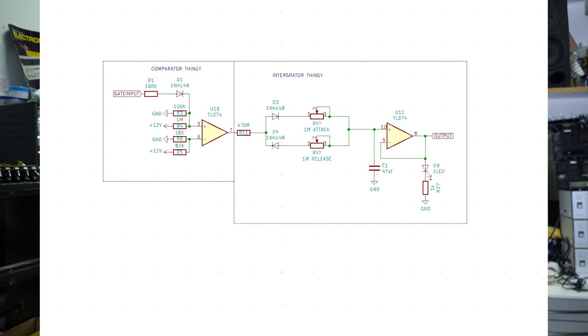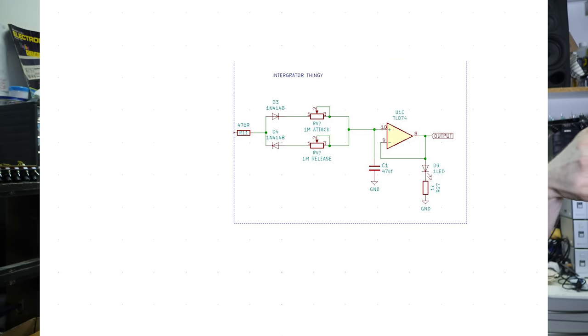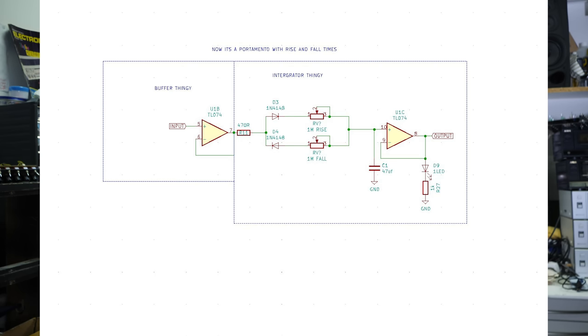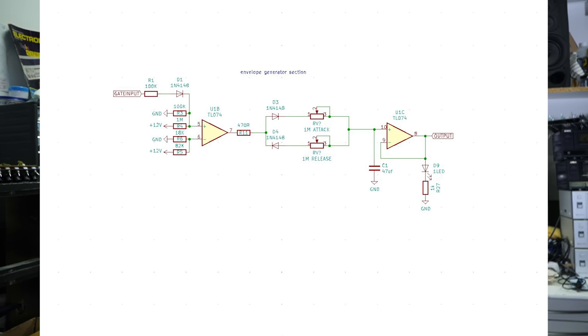Funnily enough, the integrator part is basically a portamento slide sort of circuit. So if you took the comparator out and just used this part with a buffer at the start, you'd end up getting a portamento. You see, the fun thing about synthesizer circuits is in themselves, they are actually modular. So modular synth modules are modular in themselves.